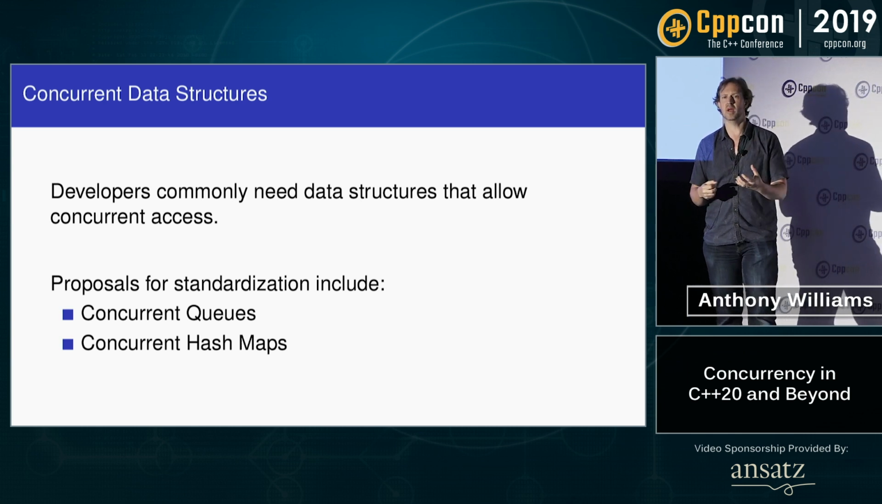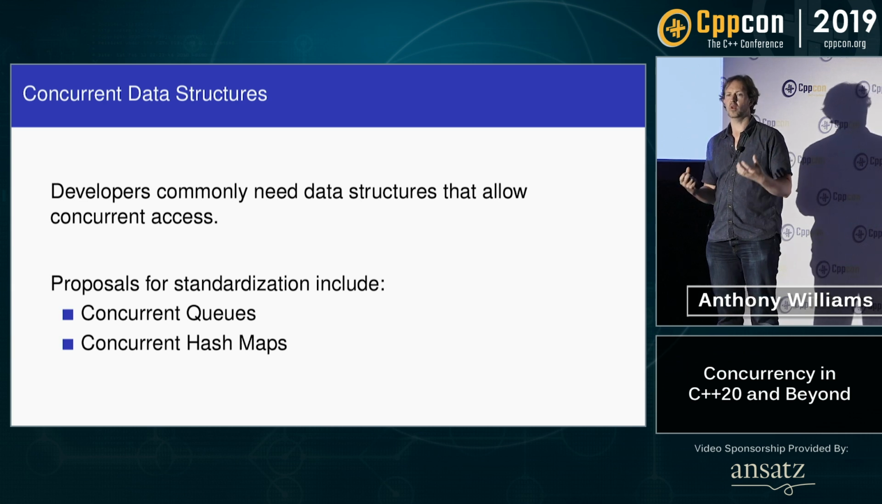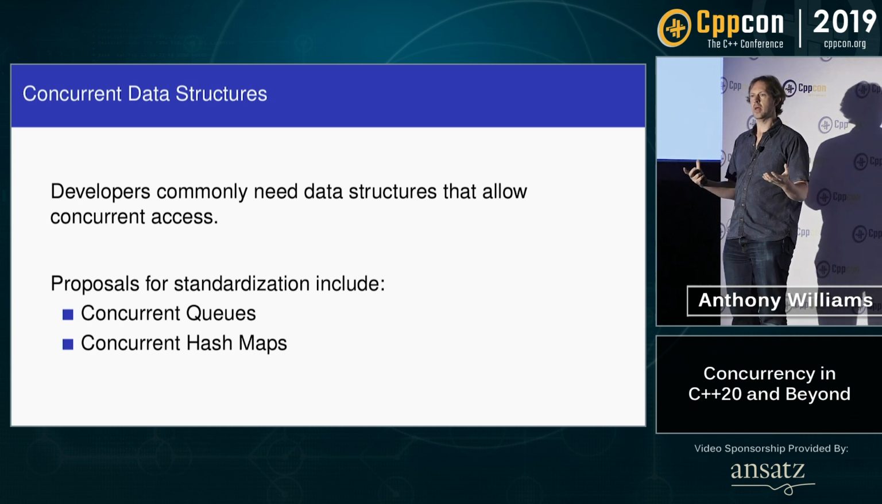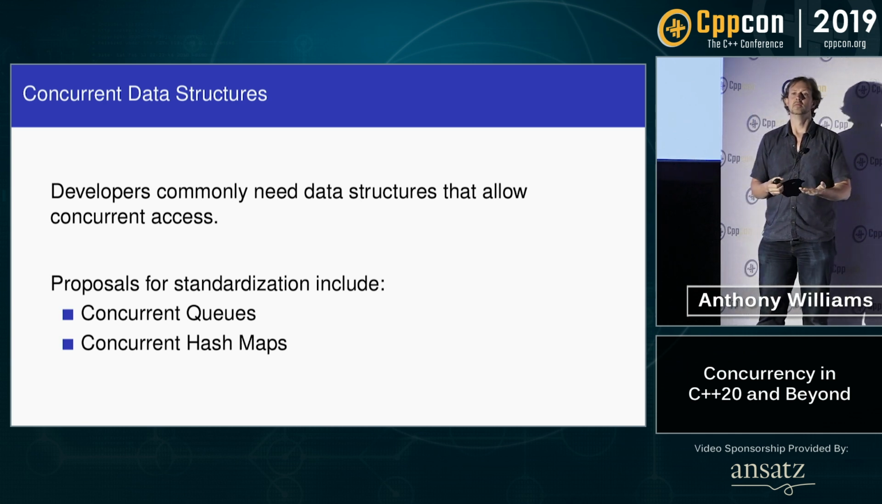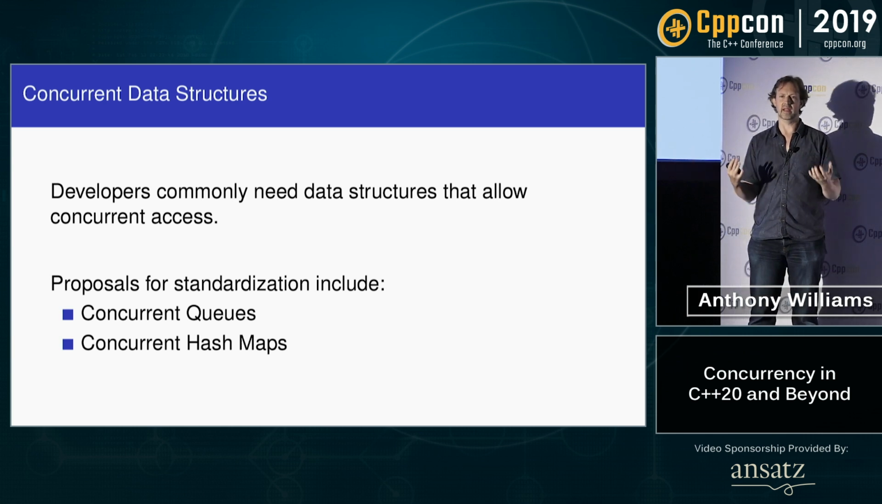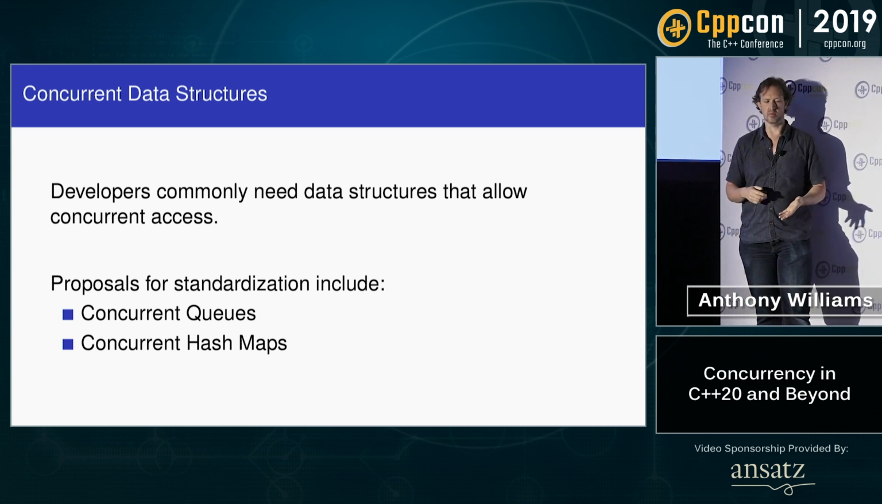Likewise, concurrent hash maps are an incredibly important data structure that are used for lots of cross-thread synchronization, and we have a proposal for that. But again, there's lots of corner cases that people need to work out, so again, it's not yet in a TS, but we do have concrete proposals.